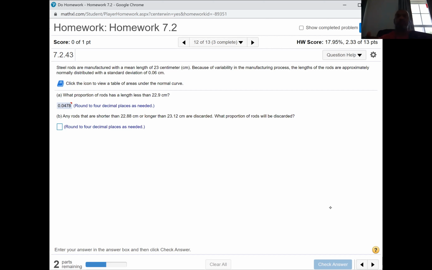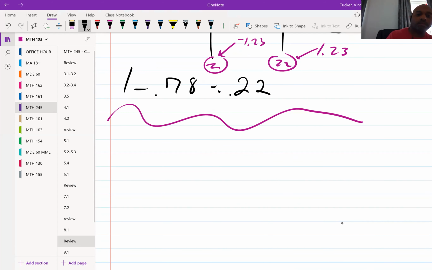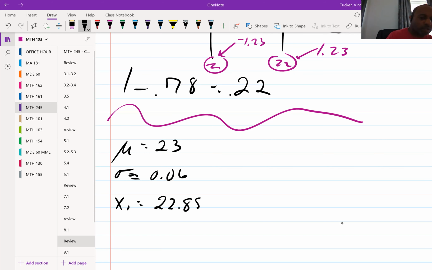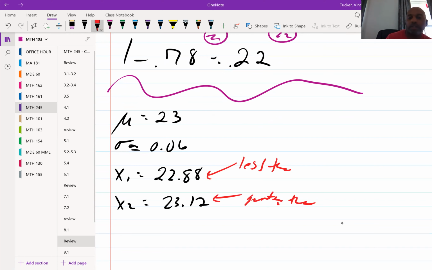Let me go back to the problem. All right, so our mean is 23, standard deviation is 0.06, first data value is 22.88, second value is 23.12. So we want less than this value and then greater than this value. I know it's kind of sloppy, but yeah.